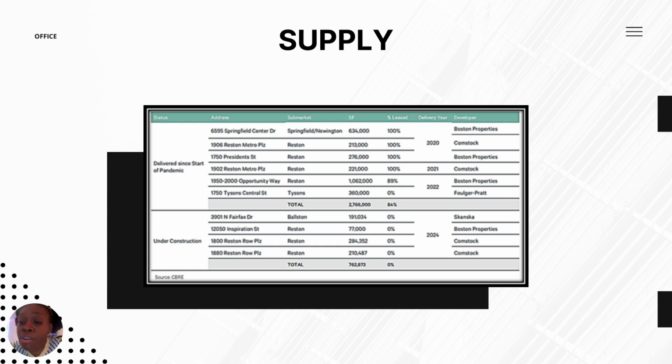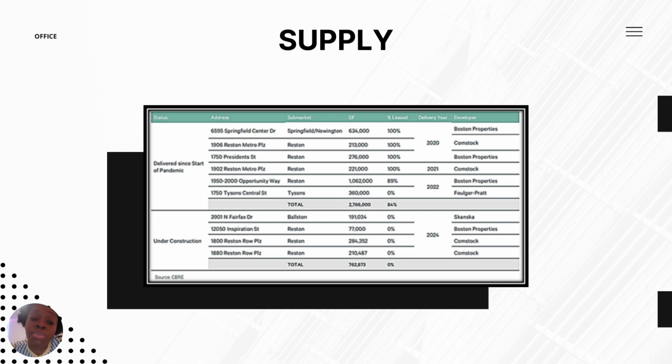So here in the supply, I was getting more of the regional supply for Northern Virginia, where we found that vacancy in Class A increased by 20%. Class B increased by 25%, and Class C was 16%.